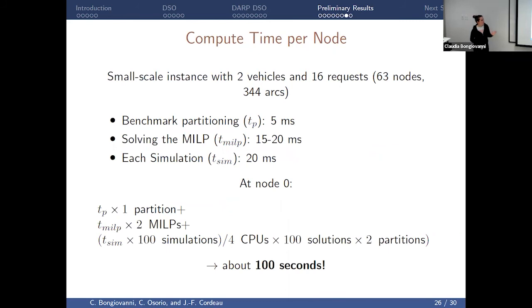Another thing, note that now I'm focusing on a very small scale instance with just 2 vehicles and 16 customers. We have 63 nodes, 344 arcs. And so solving an LP, as per the benchmark partitioning, is almost instantaneous, right? It's super fast. It's 5 milliseconds. Solving the MILP, okay, sure, it takes longer. I'm using this new formulation, which is nice. It's still faster than the classical formulation, but it's still 15 to 20 milliseconds. But each simulation takes 20 milliseconds.